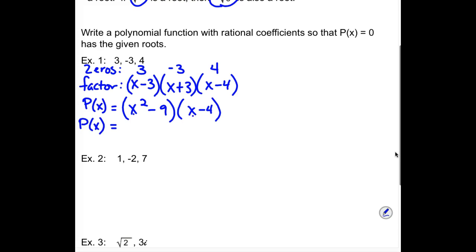So x squared times x gets me x cubed. Outsides gets me a negative 4x squared. Insides, a negative 9x. Notice those are not like terms, so we can't put those together. And then our last term would be negative 9 times negative 4, or positive 36.